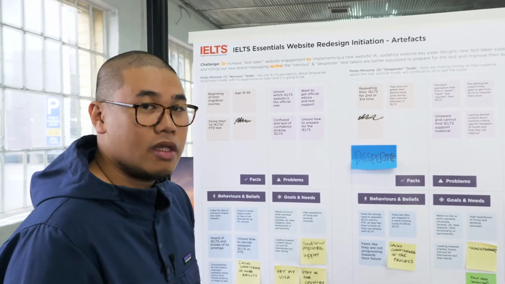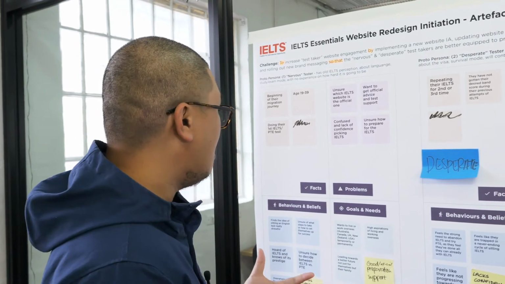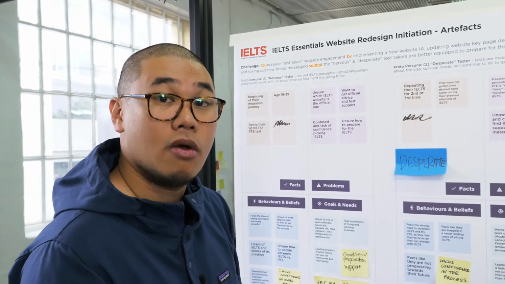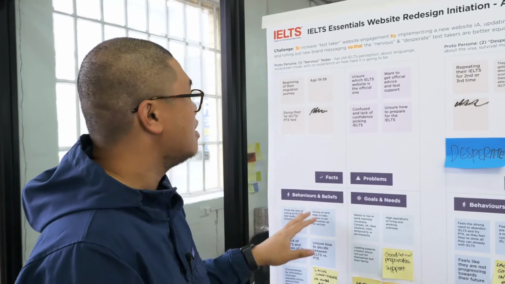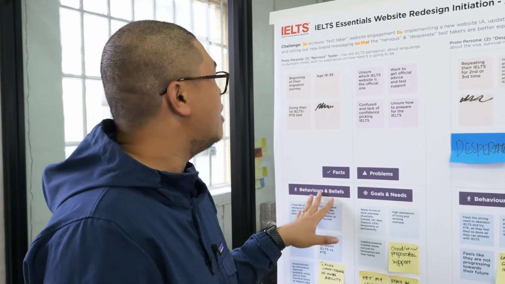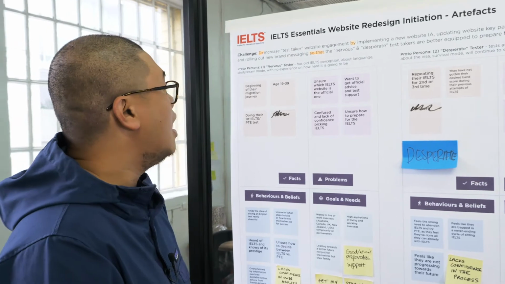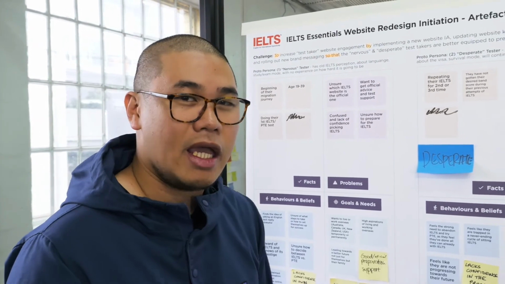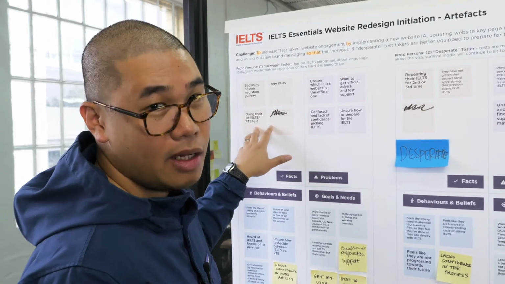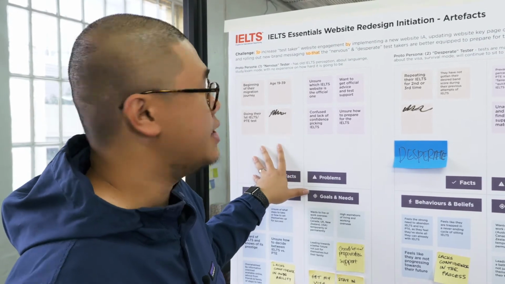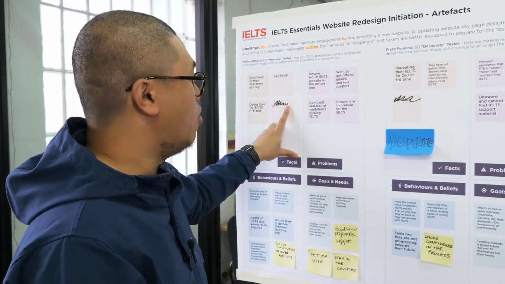Okay, so based on each of their motivations, we then try to map out as a team the facts, problems, behaviors and beliefs, and goals and needs for each and every one of them. So for example, for the nervous tester, the facts are they're at the beginning of their migration journey into Australia from their own country. They're somewhere within the age bracket of 19 to 39, doing their first IELTS or PTE test. PTE is a competitor to IELTS. There's another one here that was scribbled out, and I'll explain a little bit later why.